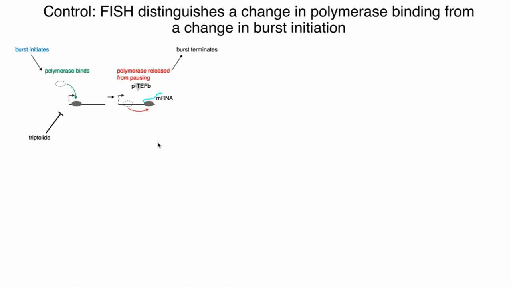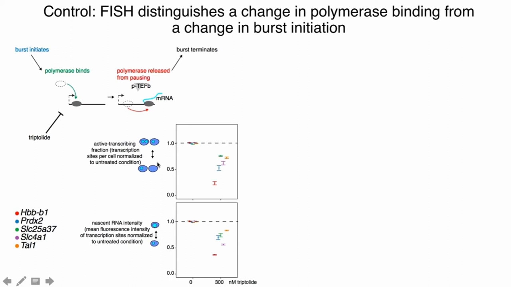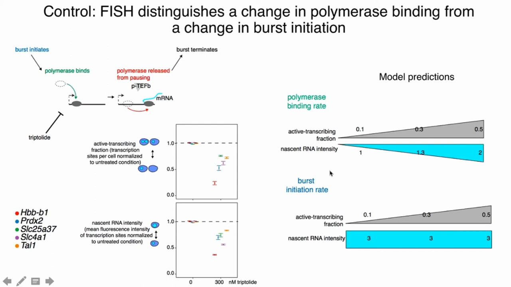So we want to do an important control, which is that our model says we can tell apart a change in burst initiation from a change in binding rate. So to address that control, we use the drug triptolide, which is known to reduce polymerase binding to the promoter. And what we saw experimentally is that for five genes that I tested, both the active transcribing fraction is decreased, as well as the nascent RNA intensity. And again, that is consistent with a change in binding rate because both measures are going down together. Whereas if burst initiation rate were changing, as I showed earlier, the nascent RNA intensity would not change. So this is really reassuring. We can use nascent transcript RNA FISH to tell apart changes in these two rates.